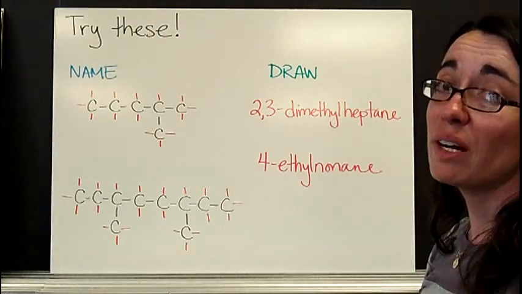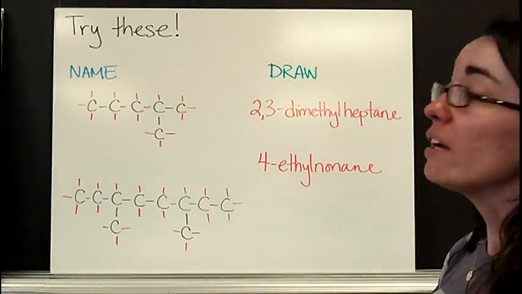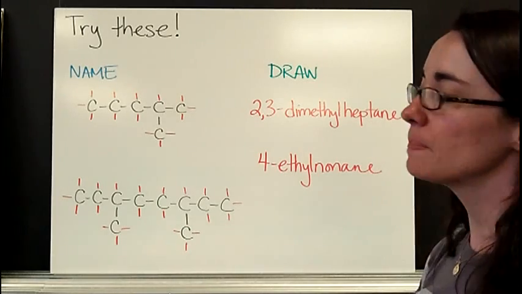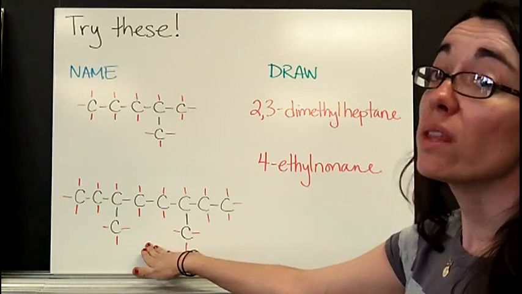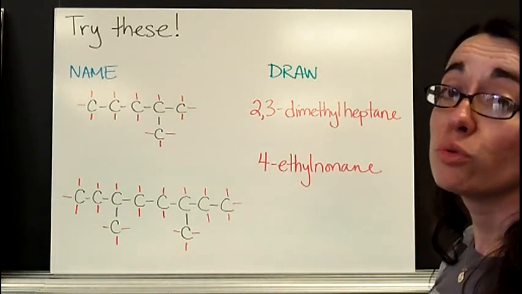Okay, I think you're ready. Try these. In this column over here, I've given you some kind of complicated structures. I want you to name them using words and numbers. We got this guy right here, and you got this guy right here with a couple branches. That one's tricky. Okay, then I want you to draw.